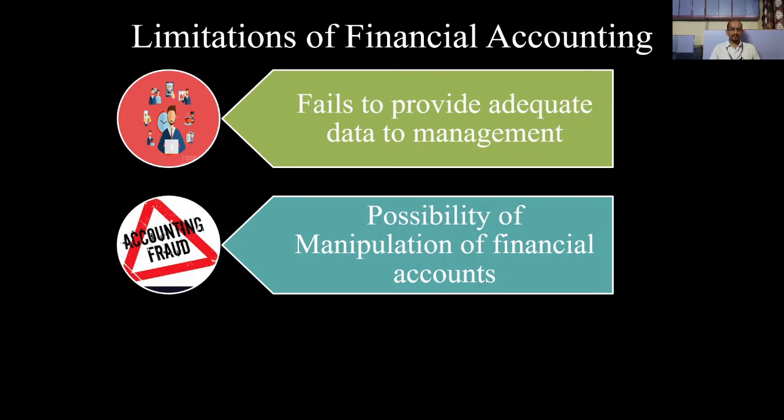So here a person can manipulate the financial accounts by showing a reduced figure of closing stock. That will ultimately affect our gross profit. Then it also affects the net profit. If net profit is less, there are some benefits, that you have to pay reduced tax. Right? Reduced tax liability will be there. So this is possible in financial accounting, but in cost accounting, it is not possible.